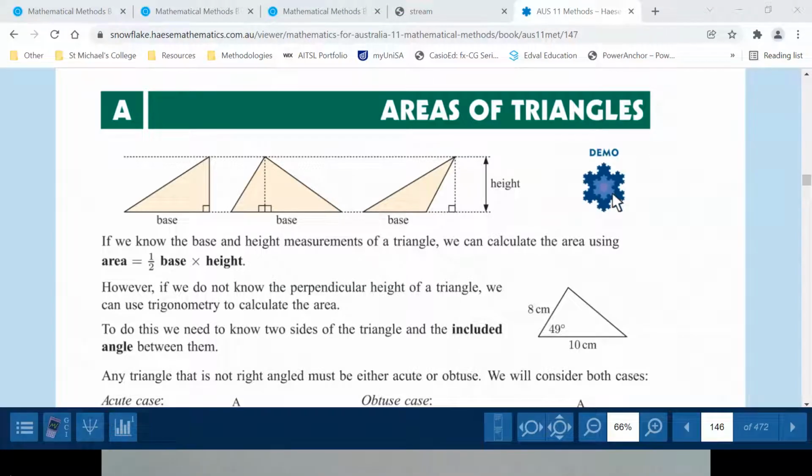Since year 8 or 9, or even maybe 7, we have used area equals half base times height to find, if we know the perpendicular height, the area of any triangle. Now, what if we don't know what the perpendicular height and base lengths are in a particular triangle? Are we able to still find the area? Well, the answer to that question is yes.